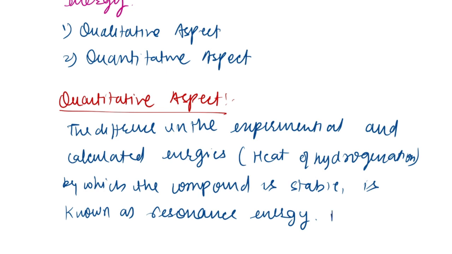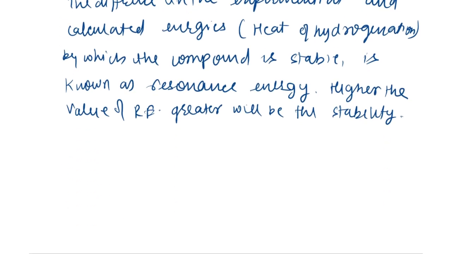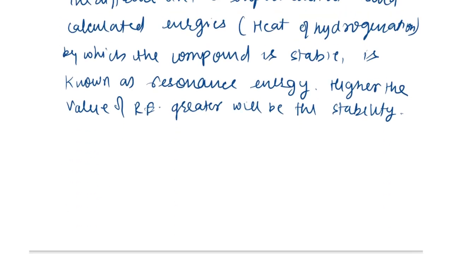Higher the value of resonance energy, greater will be the stability. So how do we calculate the resonance energy? First of all, the most common example: resonance energy of benzene. Let's calculate the resonance energy for benzene. Now, resonance energy in benzene we are calculating with respect to the heat of hydrogenation.